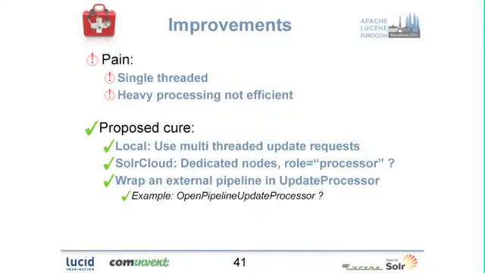In SolrCloud and distributed settings, we could imagine that we have dedicated processor nodes, so that the receiving node just dispatches the batch to some processor node, which does all the hard work. It could have many of those, and then it's sent further to indexing. But this has to be integrated somehow with SolrCloud. I think it's a way forward.